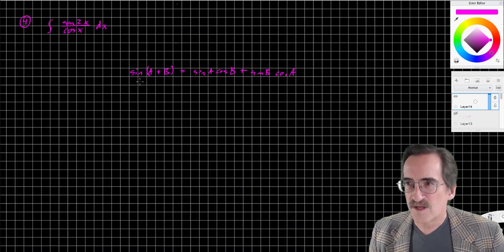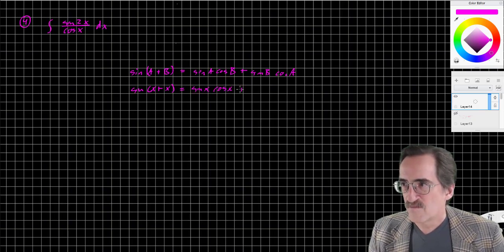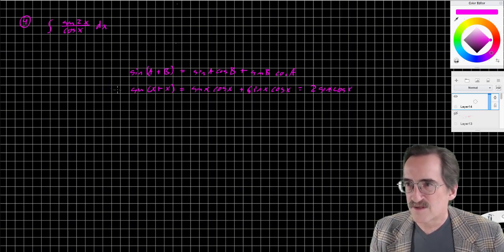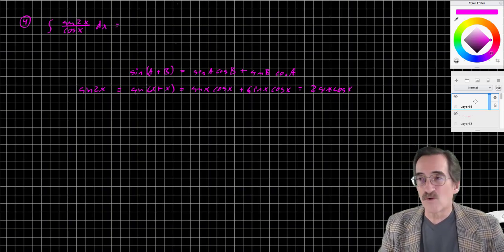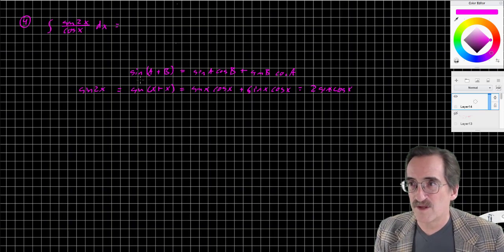Now in this case, this is sine x plus x. So this is sine x cosine x plus sine x cosine x, or simplified, 2 sine x cosine x. Okay, and that is the double angle identity. Sine 2x is 2 sine x cosine x.